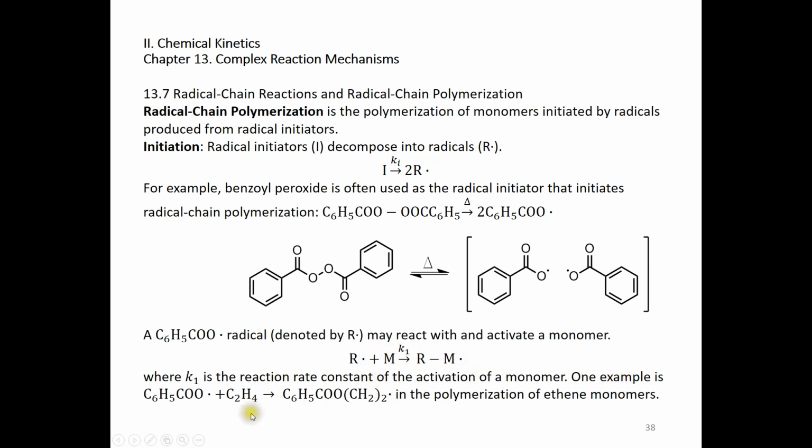Here's one example. We can use this radical to attack an ethylene molecule. Now we have a single bond between this oxygen and one of the two carbons in ethylene right here. And then we have a new radical. It's benzene COO CH2 CH2 radical. So the terminal carbon on the right hand side is a radical with one unpaired electron.